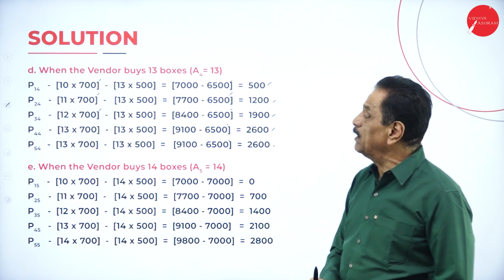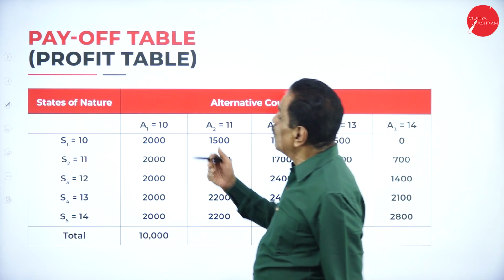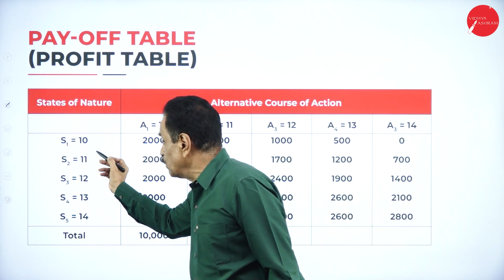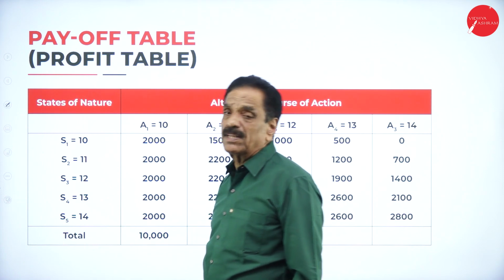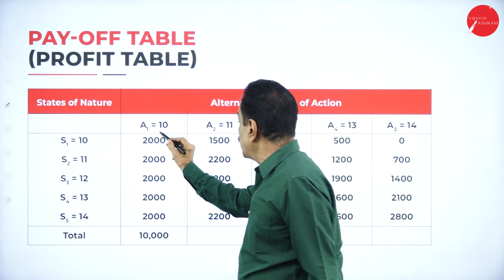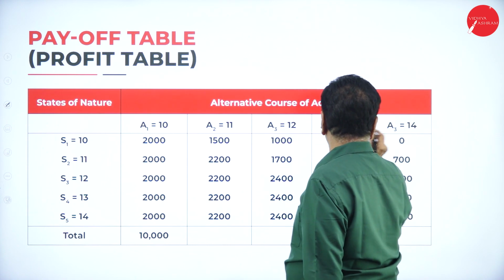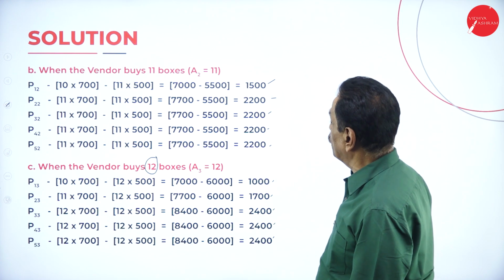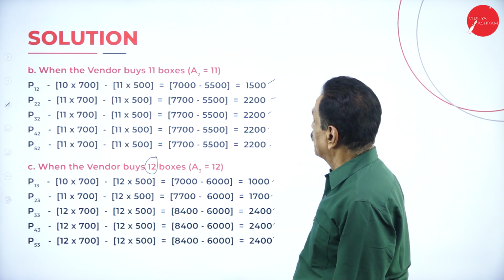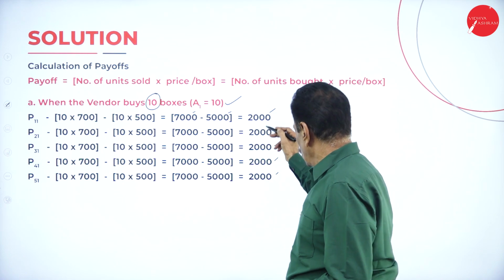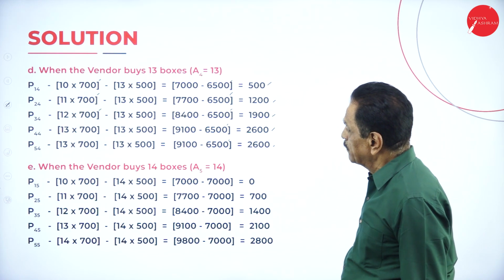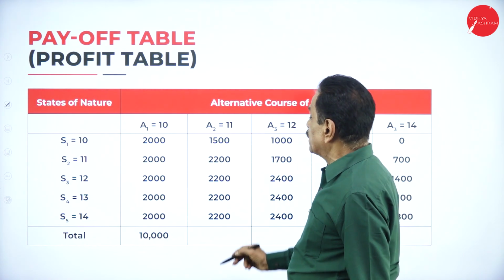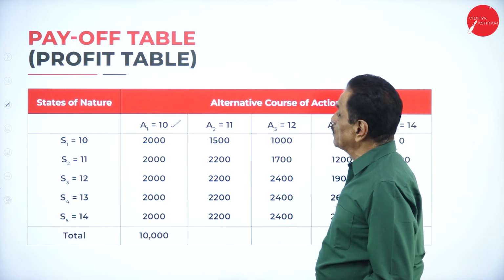So on a payoff table, we are going to arrange. This is called a profit table or payoff table. Your states of nature, S1 to S5, are 10, 11, 12, 13, 14, they have given. Then alternatives A1, A2, A3, A4, A5. So this answer you have to take from here. What is the first one? 2000, 2000, 2000, 2000, 2000, totally 10,000. This is for A1.